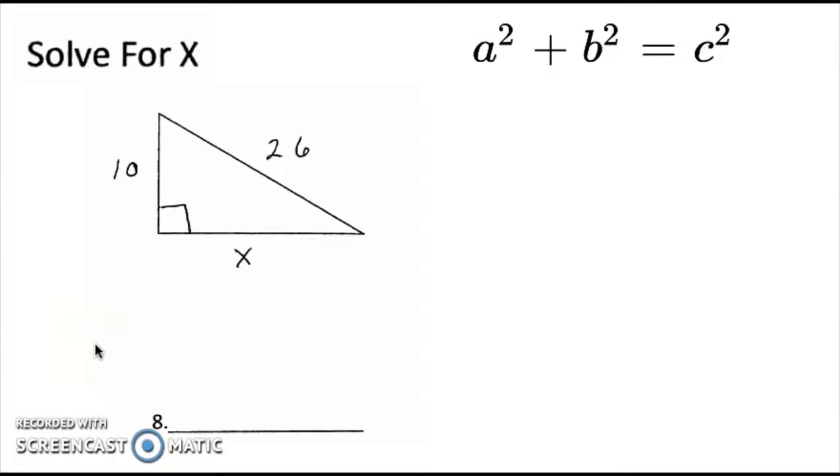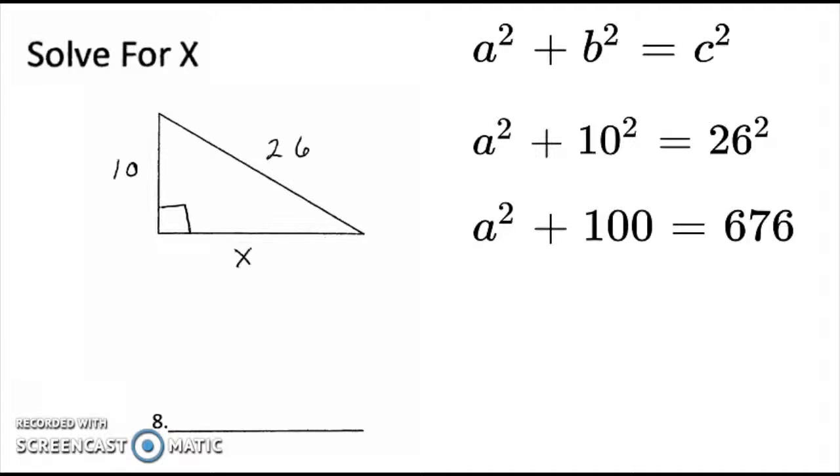Number 8, we do the exact same thing as number 7. 26 is c. 10 will either be a or b. So we have a squared plus 10 squared equals 26 squared. 10 squared is 100. 26 squared is 676. Subtract 100 on both sides. You'll get 576. You take the square root again to get a, and that is 24. So 8 equals a.